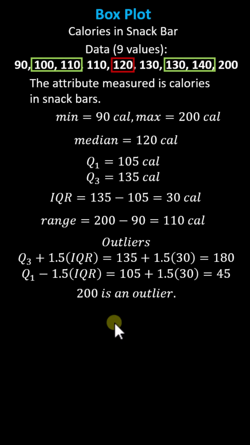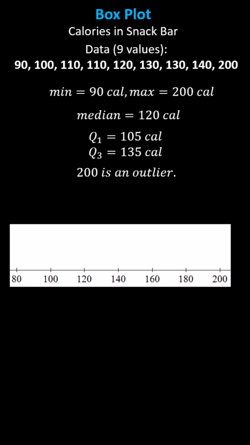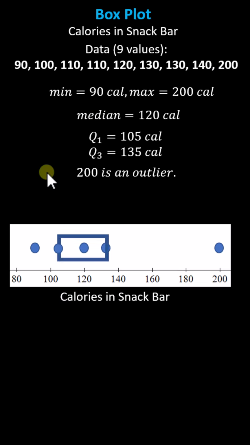And now let's create the box plot. We first create a number line to accommodate the data, label the axis, and plot the min and max values of 90 and 200, then plot the median of 120, then plot Q1 of 105, and Q3 of 135. Next, we create a box from Q1 to Q3, or 105 to 135, then sketch a vertical segment through the median.